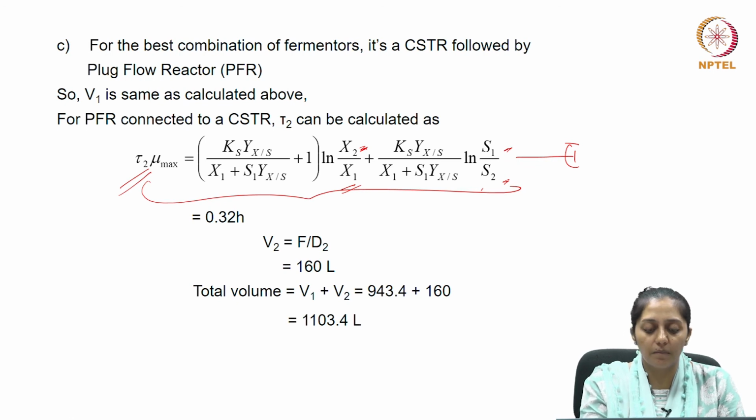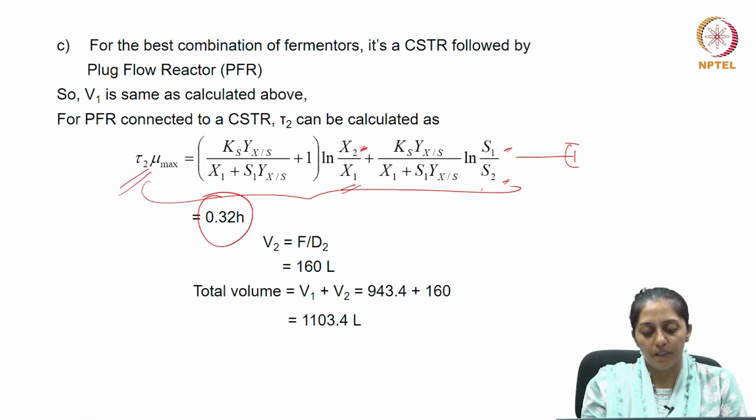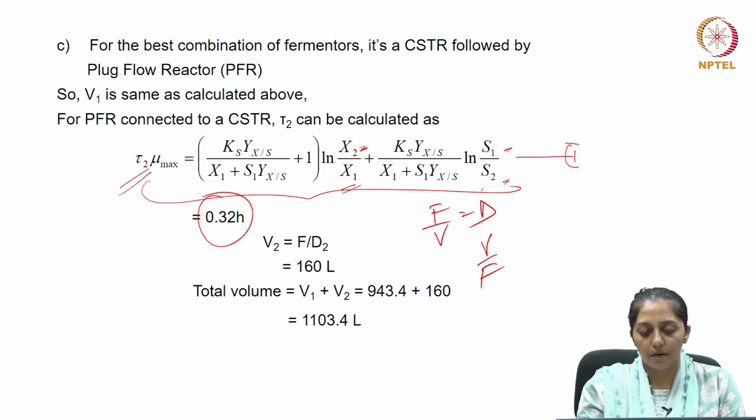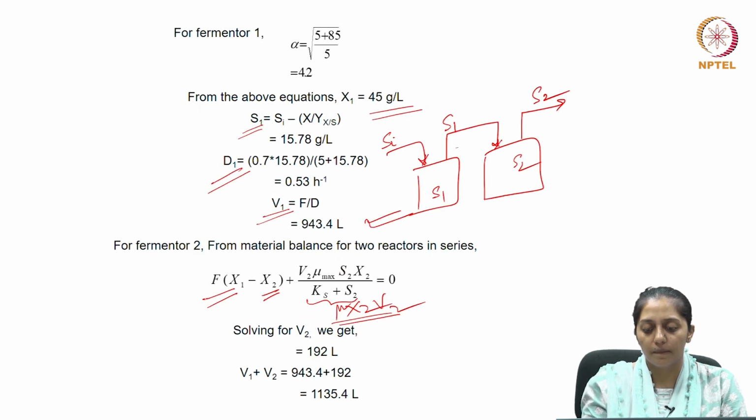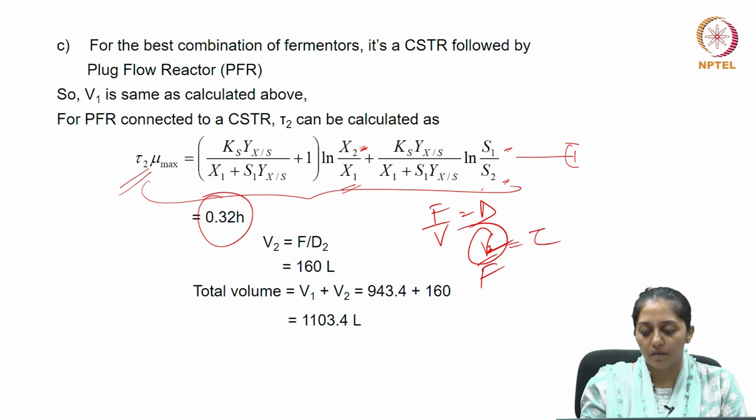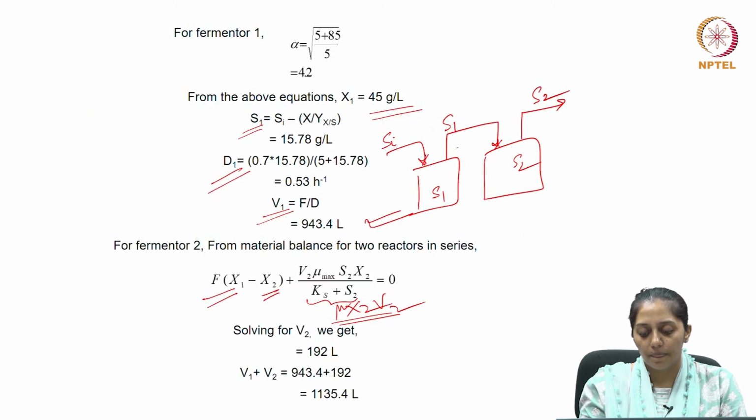Once we know the residence time in the second reactor, which is F by V is equal to dilution rate, we know this. Now residence time is V by F. Once we know the residence time, we can calculate the value of V2 as we know F. So total volume will be the volume of the CSTR as we had determined here plus the volume of the second reactor. So you can see that it has reduced from the combination of two CSTRs.